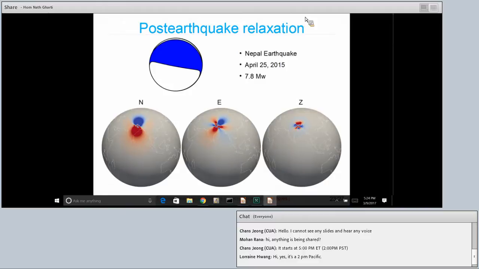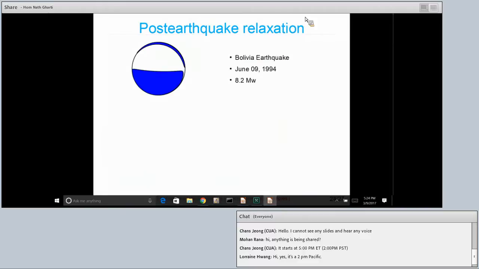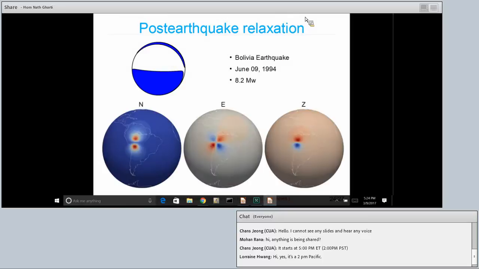Similarly, we computed the post-earthquake relaxation response also for the Bolivia earthquake, which occurred on June 9, 1994. Here again, we have very nice displacement component fields, and if we have real GPS data or something, it would be great. We can then compare it to this kind of numerical simulation, and hopefully try to constrain the viscoelastic structure or the internal structure of the Earth.